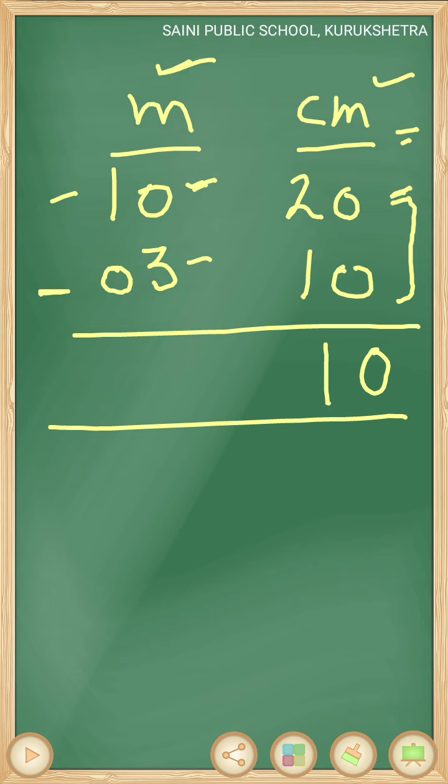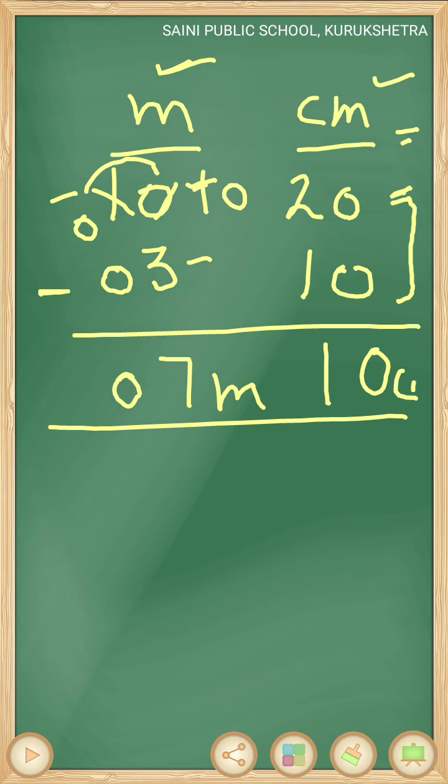Now move to meter place. 0 minus 3 is not possible. So we have to borrow from this place. Now this number will become 10 and this number will become 0. Okay. Now 10 minus 3, how much? 7, and 0 minus 0 here, 0. So 7 meter and 10 centimeter. So our answer is 7 meter and 10 centimeter. So the remaining cloth was 7 meter and 10 centimeter.